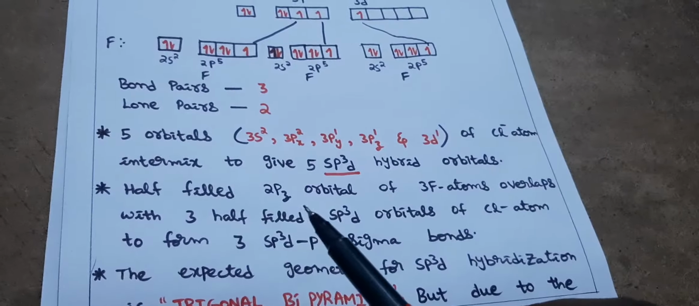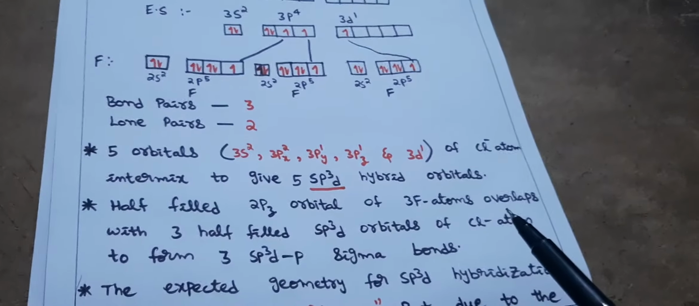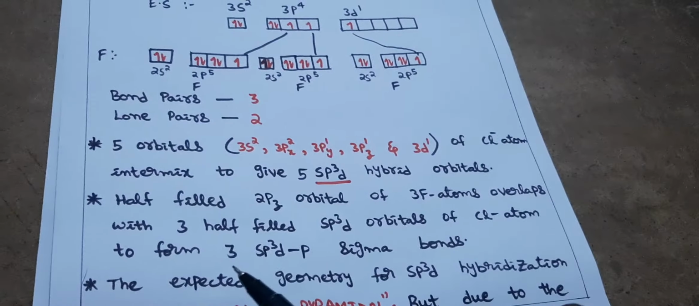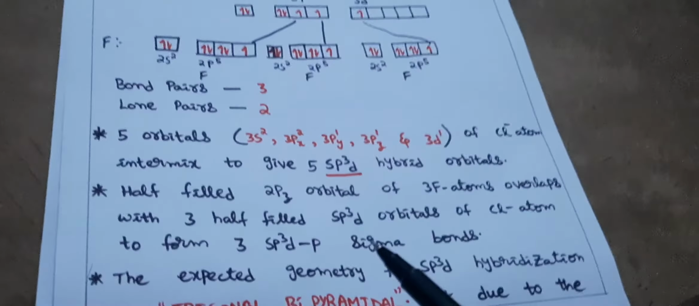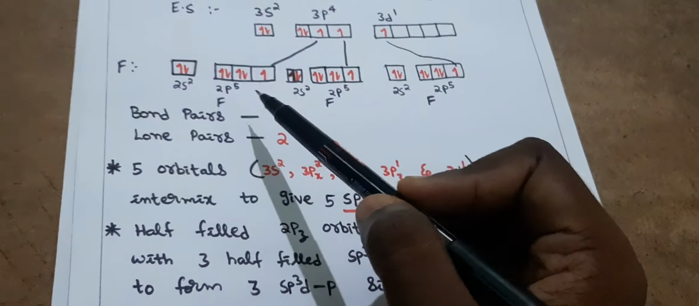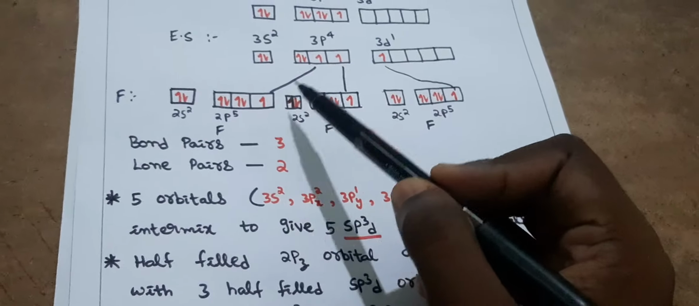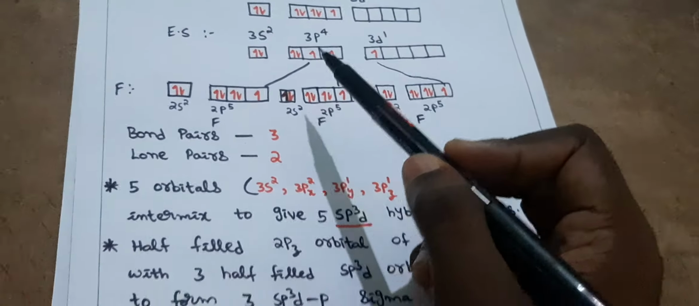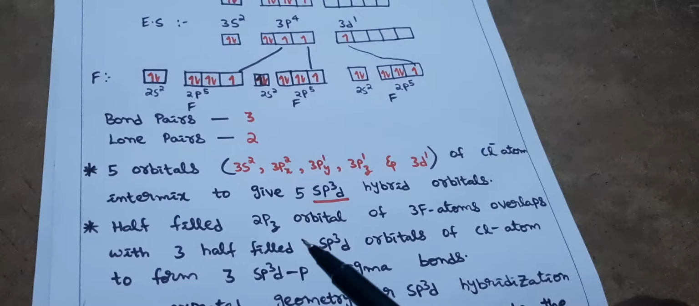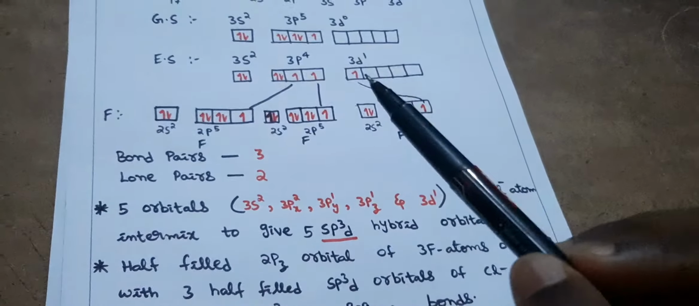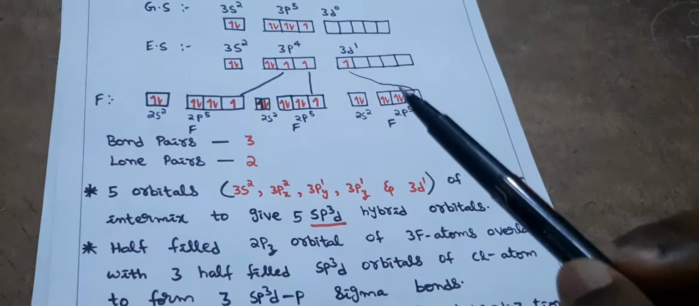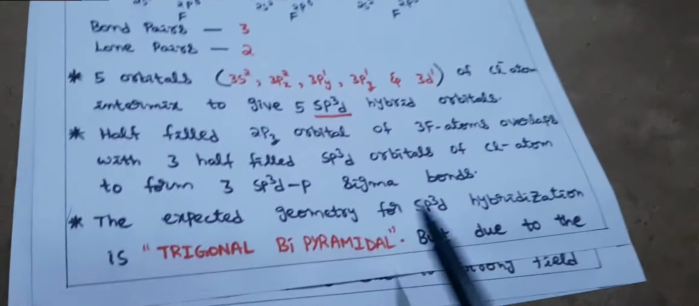Next, the half-filled 2pz orbital of 3 fluorine atoms overlaps with 3 half-filled sp3d orbitals of the chlorine atom to form 3 sp3d-p sigma bonds. Yes, see, here 2px, 2py and 2pz. The electron present in the 2pz binds with the 3p of chlorine, right? So these 2pz orbitals bind with the 3p and 3d and form strong sigma bonds. This point refers to that.